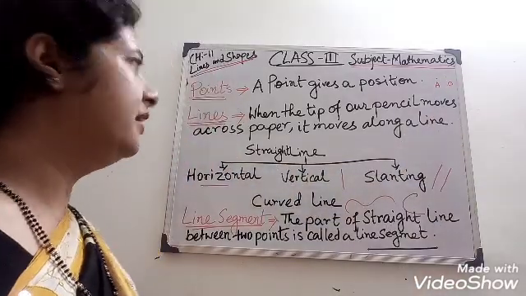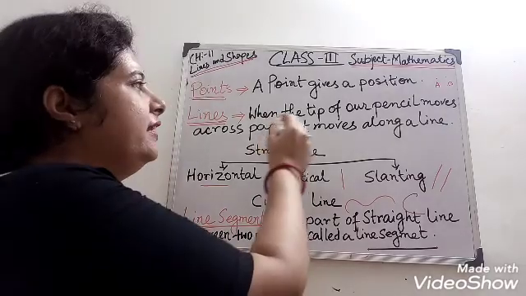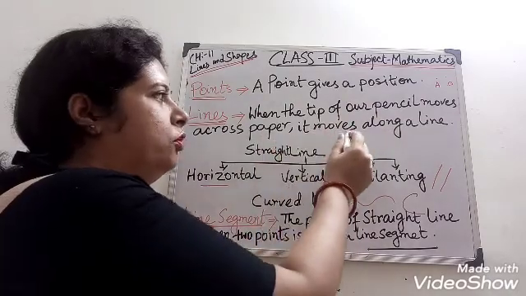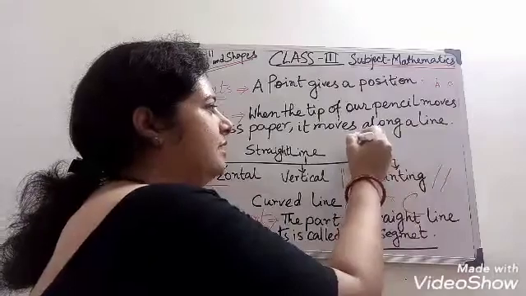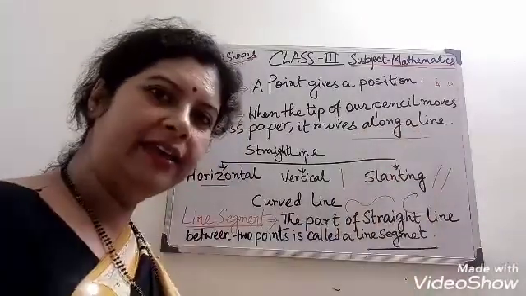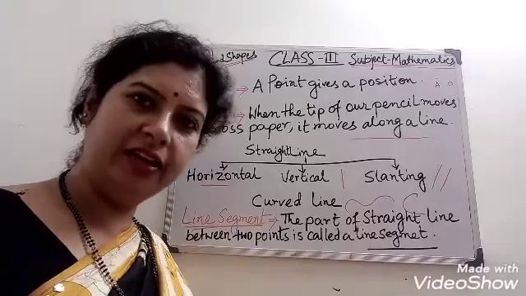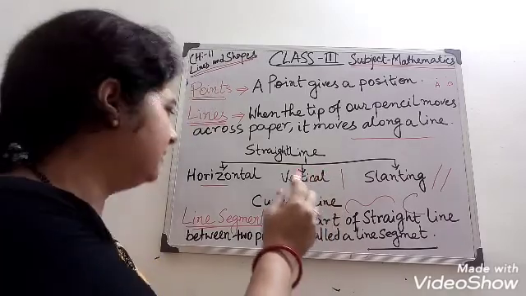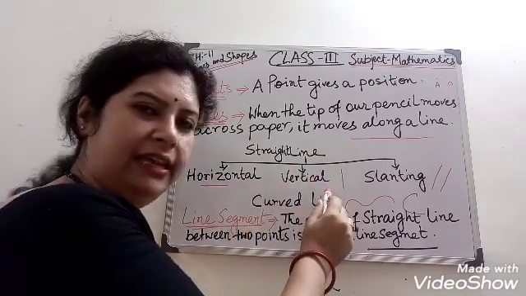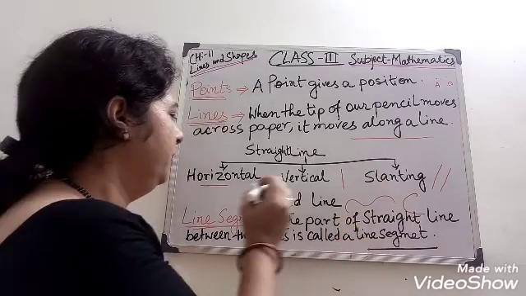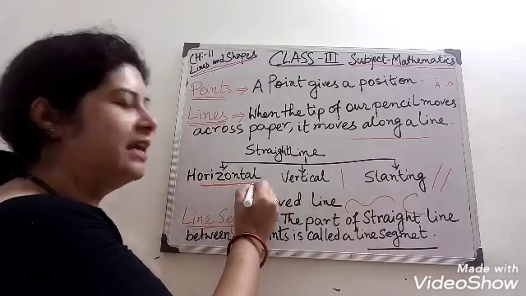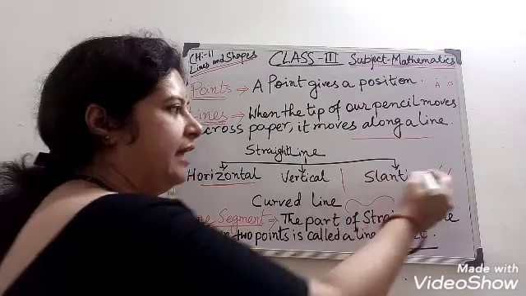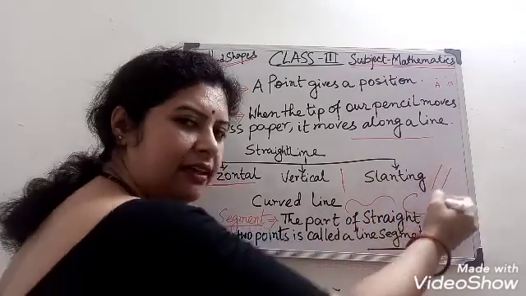Okay. Next, lines. A line means when the tip of our pencil moves across a paper, it moves along a line like this way. This is known as a line. A line can be a straight line or a curved line. The straight line can be classified as horizontal line, vertical line and slanting line. This line is known as horizontal line. This line is known as vertical line and this line is known as slanting line.